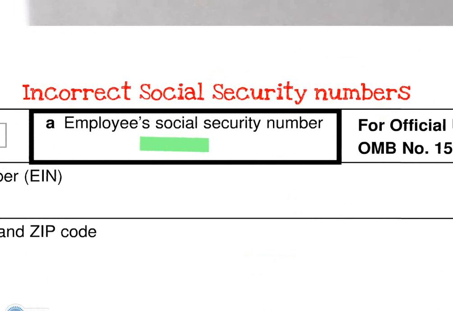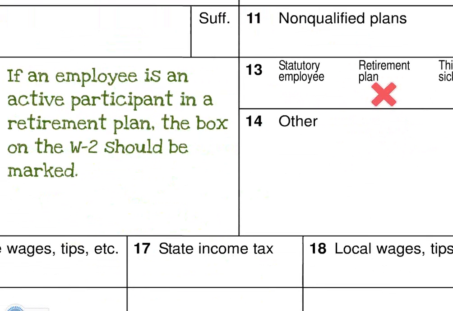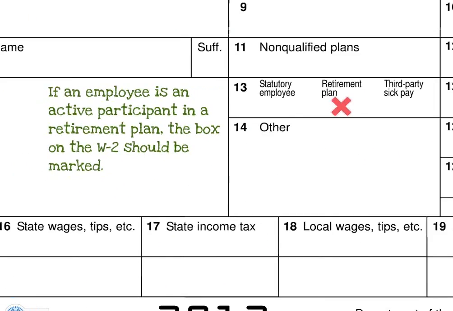Another item is double-checking the Social Security numbers and making certain they're entered correctly. We also want to double-check that the names match Social Security cards. That's something many employers don't realize, but it truly is something we want to make certain agrees. Another item is making certain that the retirement plan box is checked on the W-2. You'll see here on the form it's box 13 if your employee was an active participant in a retirement plan.